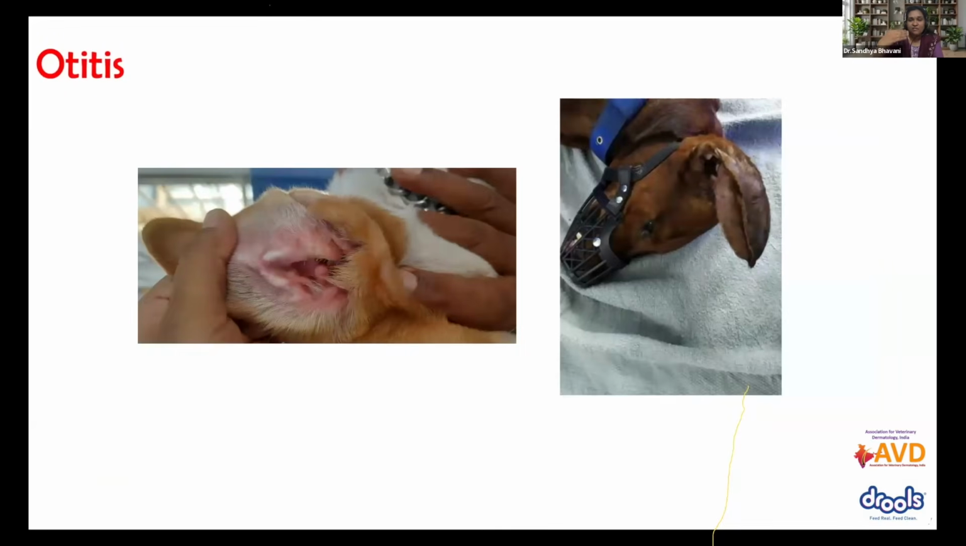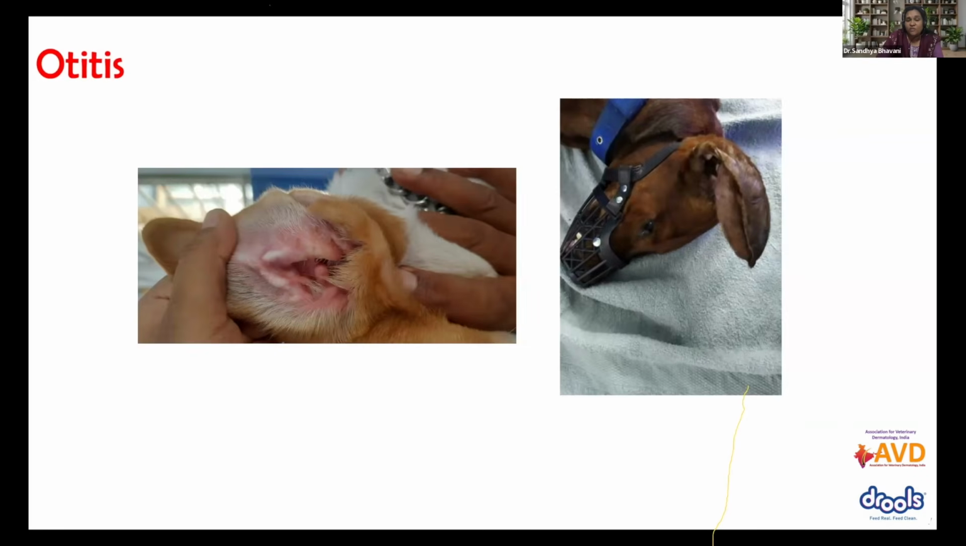So otitis, as in the cases we are discussing, we can see otitis. Here we are seeing a picture of a bacterial otitis. Mainly this is present in a food allergic dog, so it has a severe pruritus. The first sign is ear scratching and head tilting. That can be a bacterial infection in the ear. It can have a pus discharge, a foul smelling discharge, greenish colored discharge, or brown colored hemorrhagic discharge. It can be present in many types.